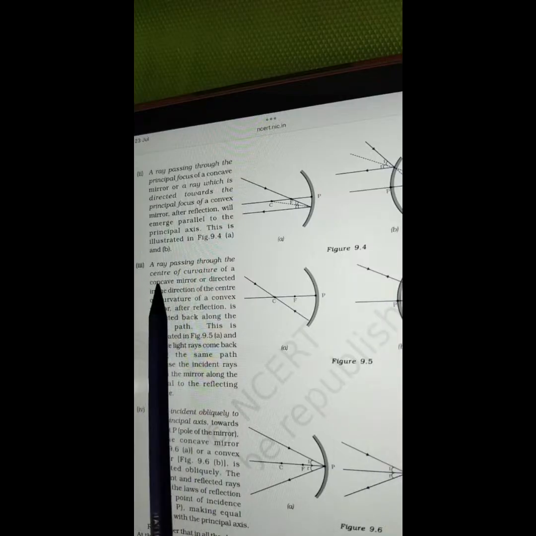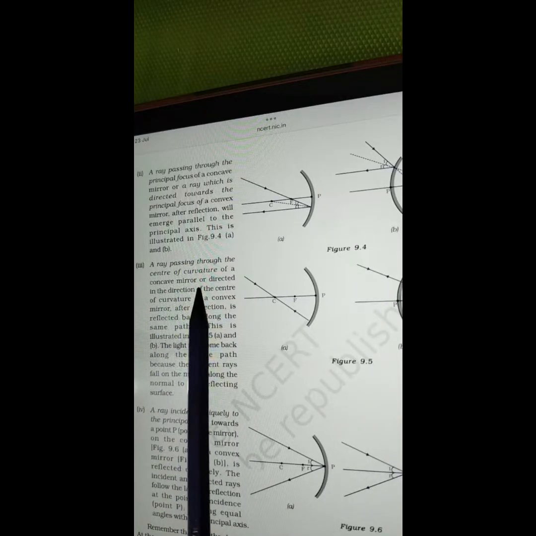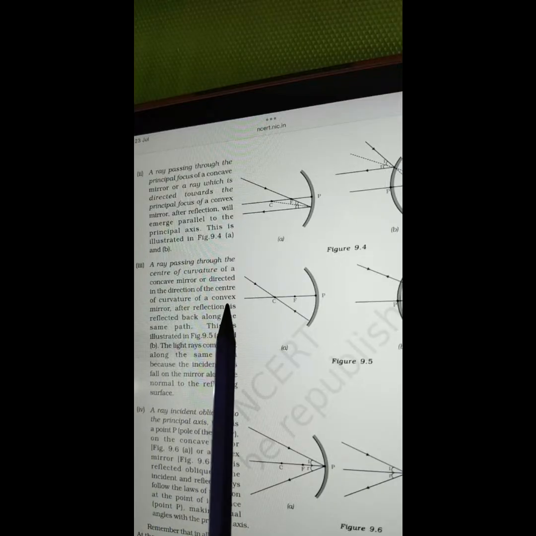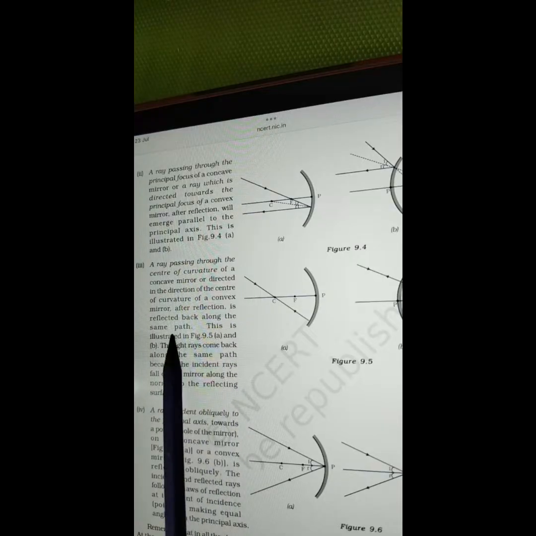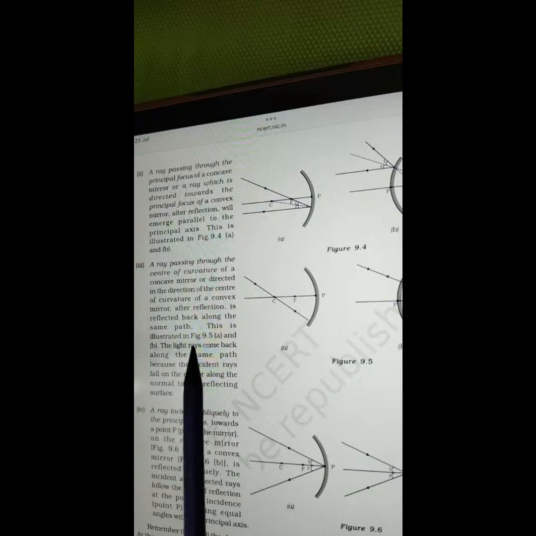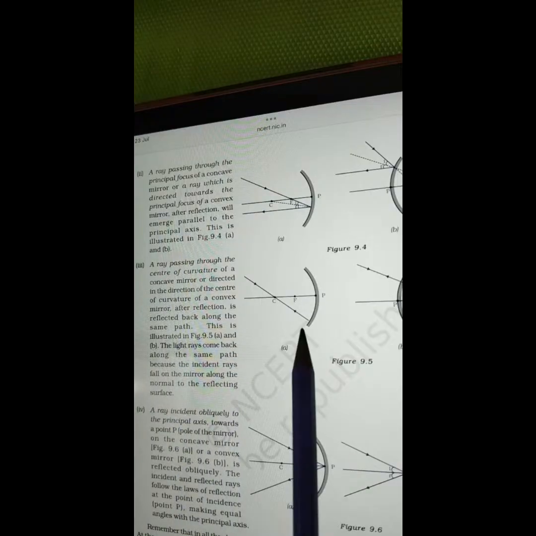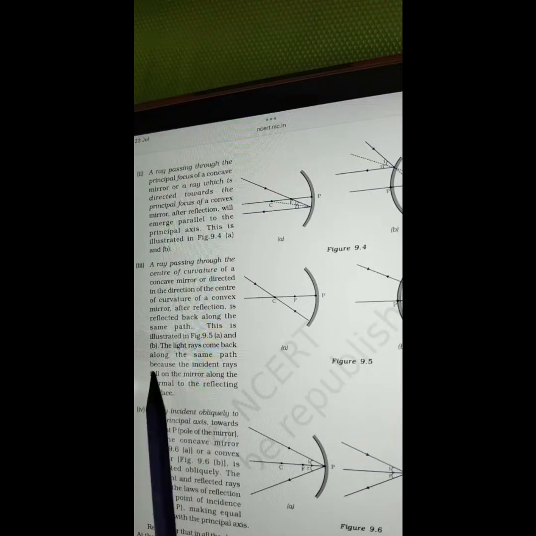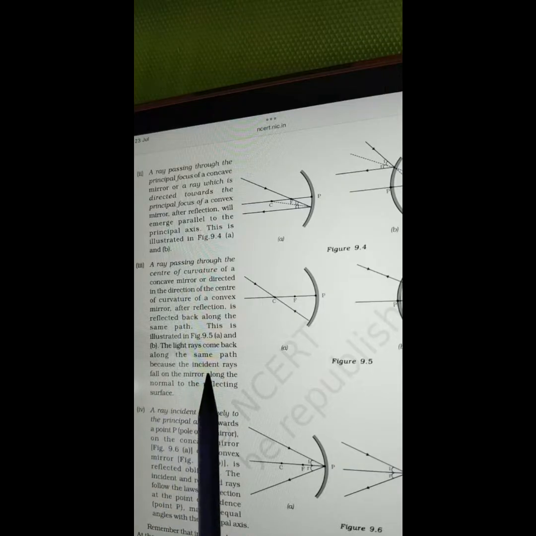A ray passing through the center of curvature of a concave mirror, or directed in the direction of the center of curvature of a convex mirror, after reflection is reflected back along the same path. This is illustrated in 9.5 a and b. The light rays come back along the same path because the incident rays fall on the mirror along the normal to the reflecting surface.